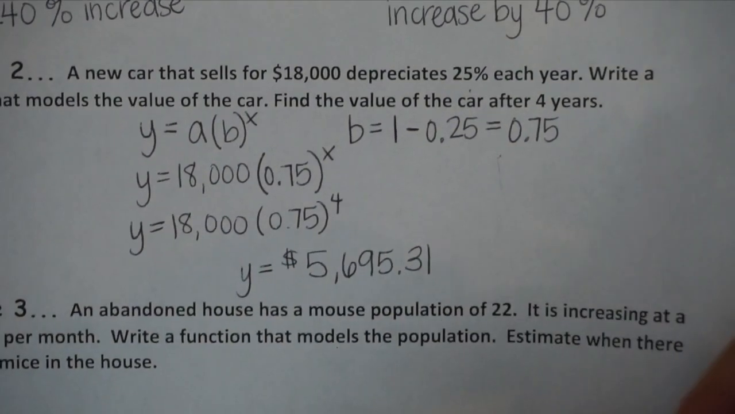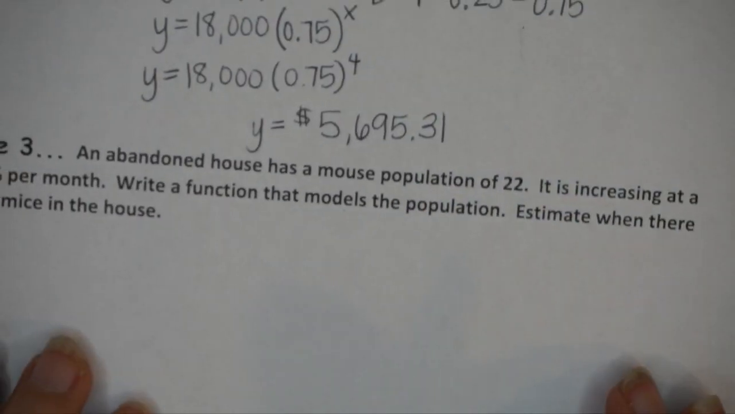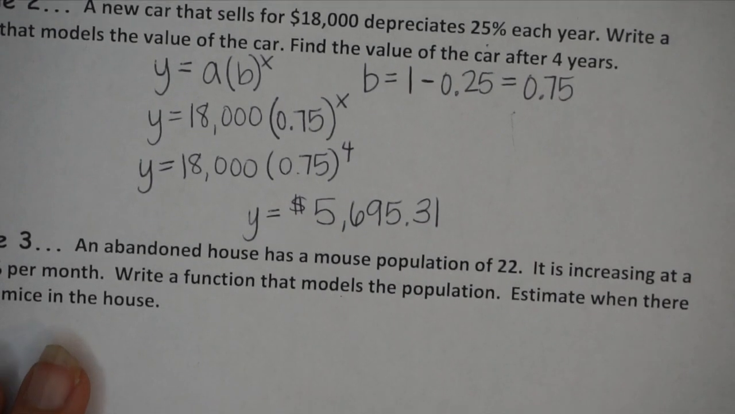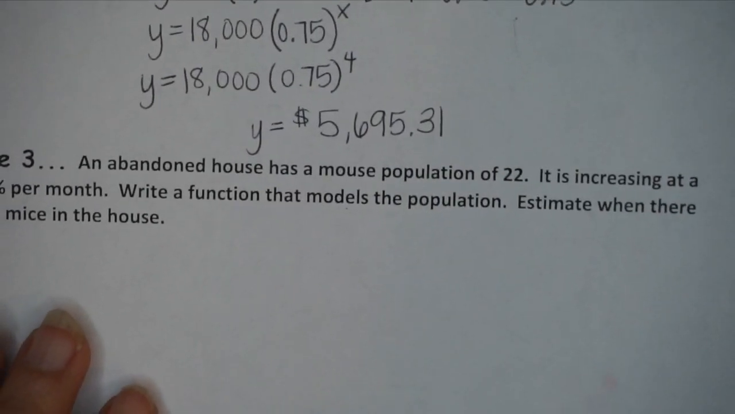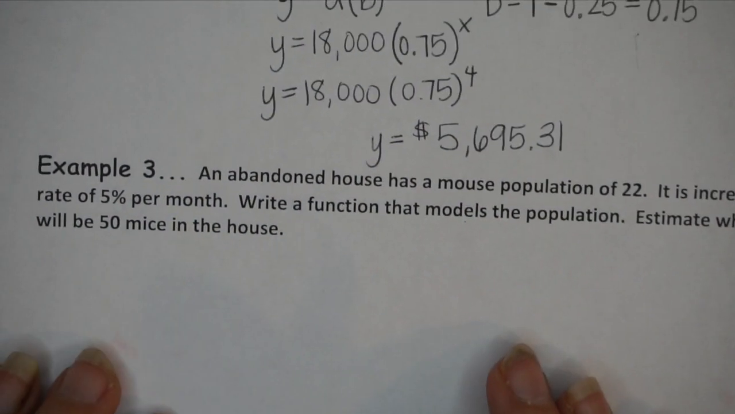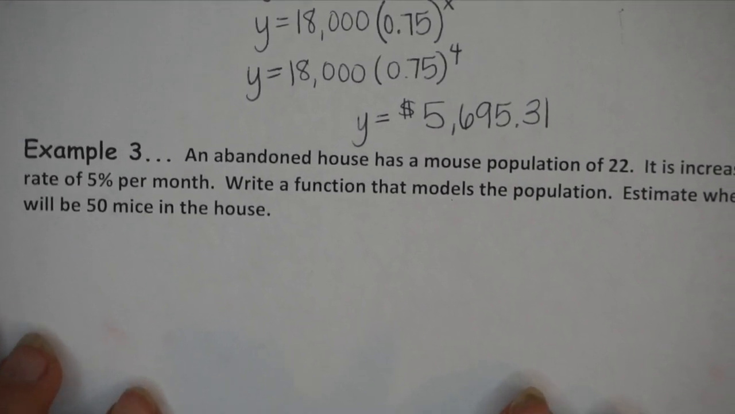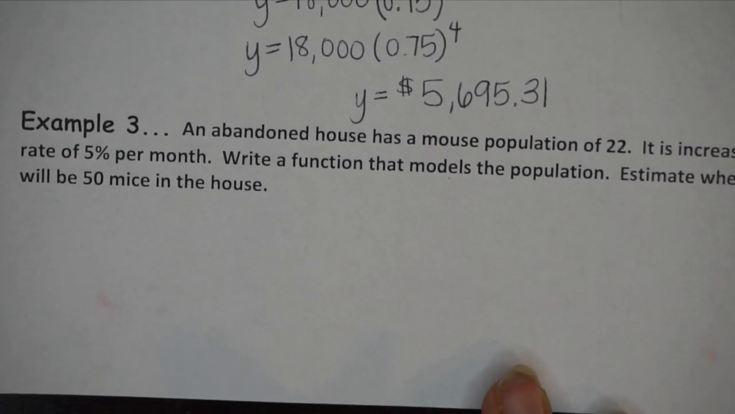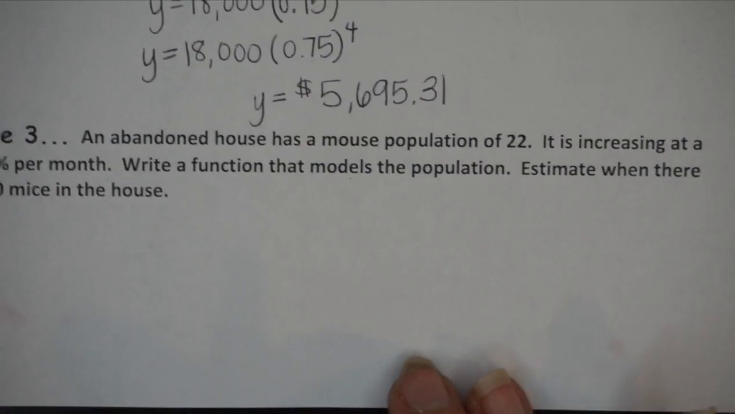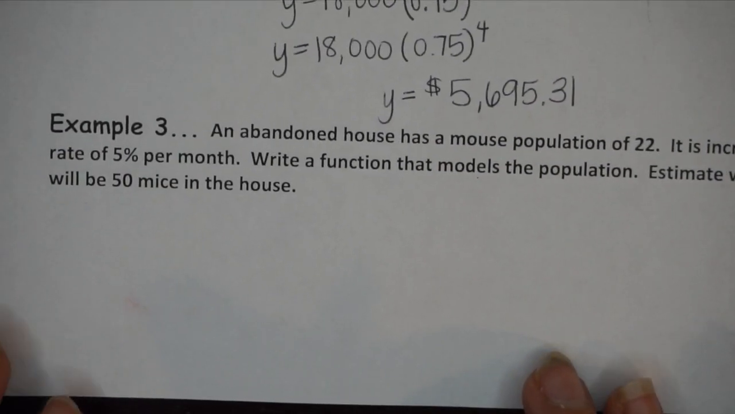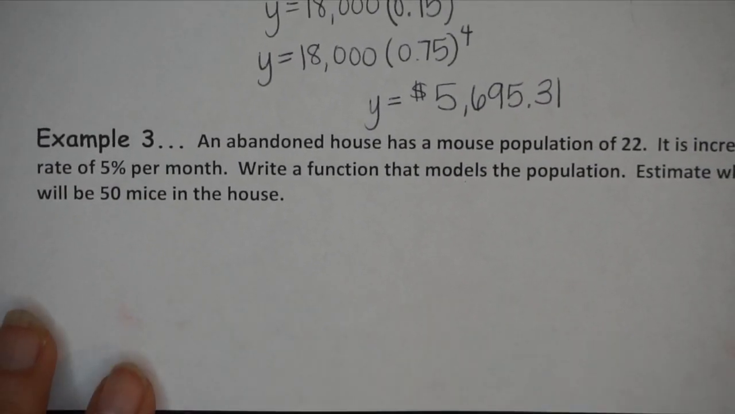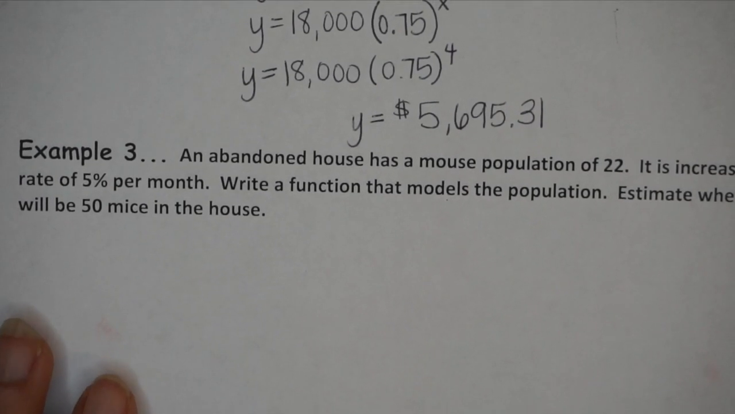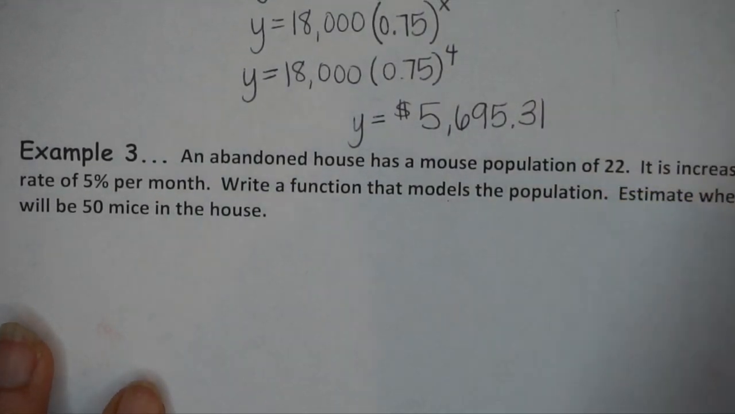Example 3, we have an abandoned house. It has a mouse population of 22. It is increasing at a rate of 5% per month. Write a function that models the population. Estimate when there will be 50 mice in the house. Okay, so here, that scenario sounds disturbing.